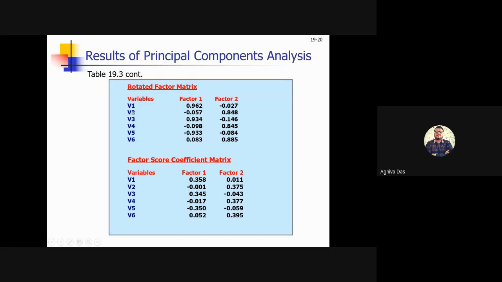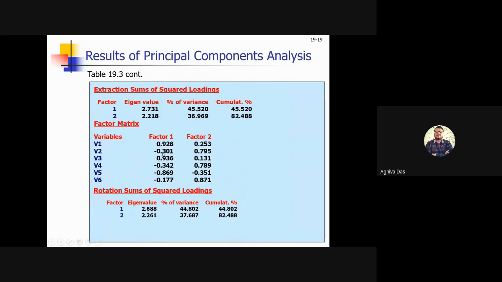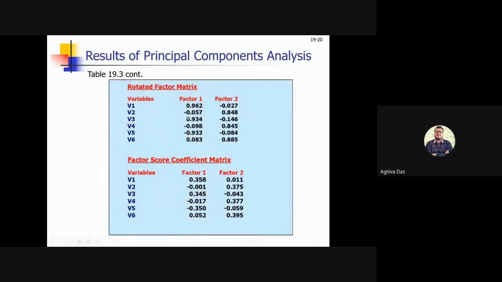Similarly, variable 2, before, it had minus 0.301 and 0.795 in factor 2, but now the demarcation has been made even clearer. It is now minus 0.057 for factor 1 and 0.848 for factor 2, which means that V2 is more inclined towards factor 2 than factor 1. Similarly, we can see for V3, V4, V5 and V6 also. So as we had said before, V1, V3 and V5 are for factor 1, and V2, V4 and V6 are stronger in factor 2.